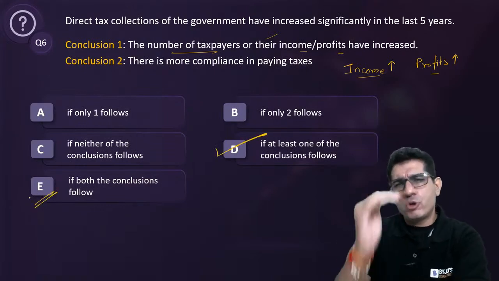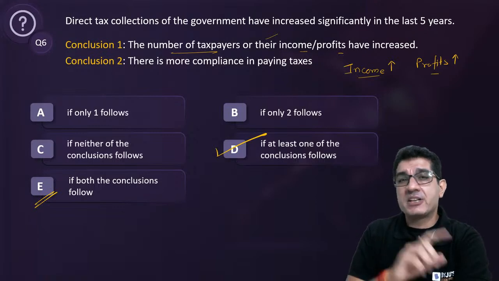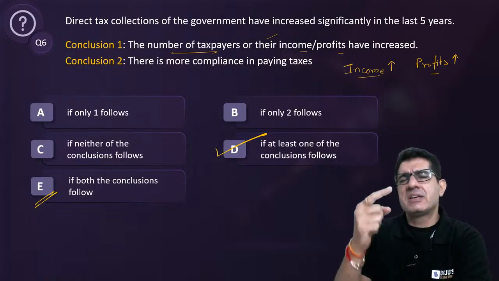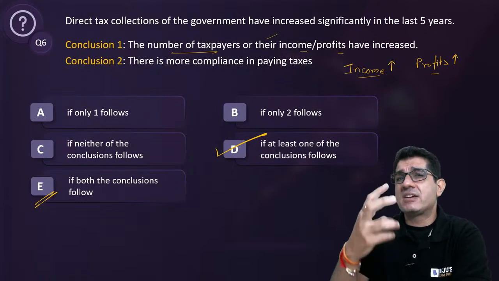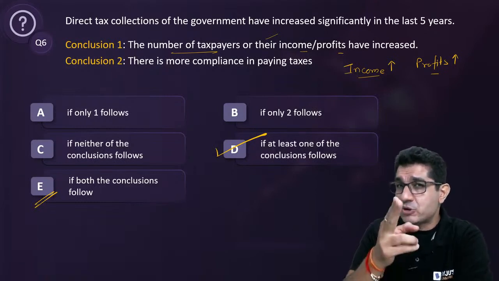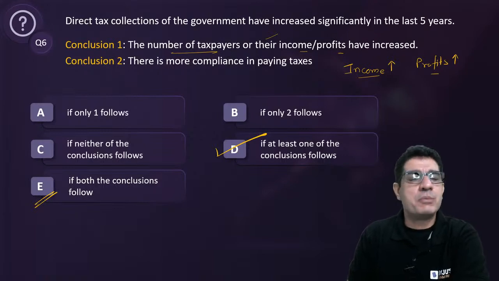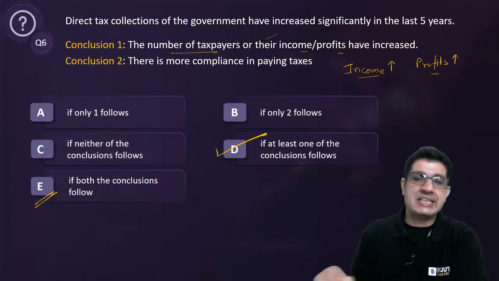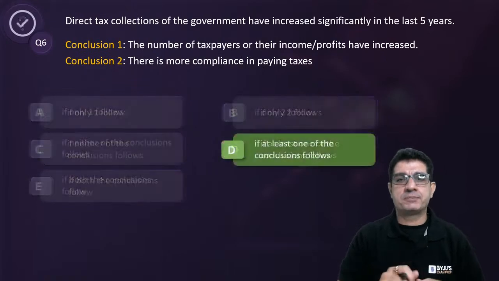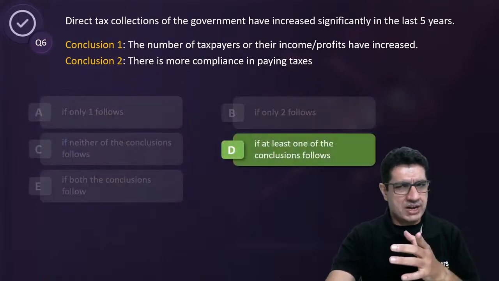So are you sure that the compliance has gone up and it is not because of higher incomes or higher profits? You cannot be sure of that, right? And that is why in this question it will be D and not E. Here is the next one. So question number 6, answer D.